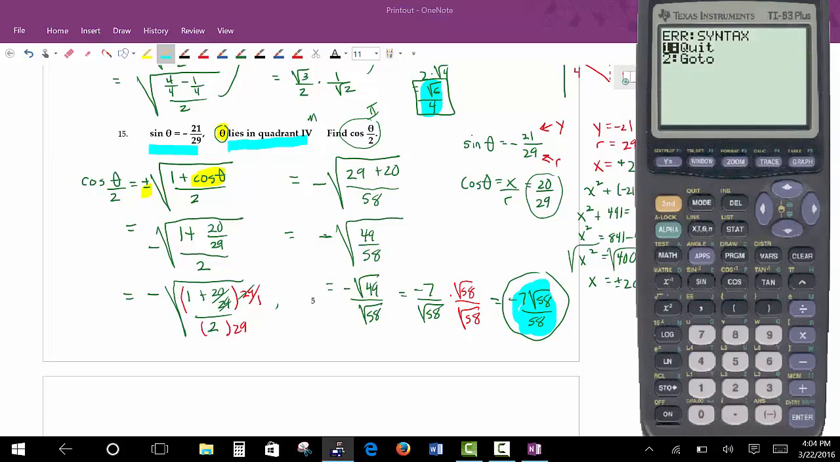Like, what did I just do? Come on, stop this, calculator.